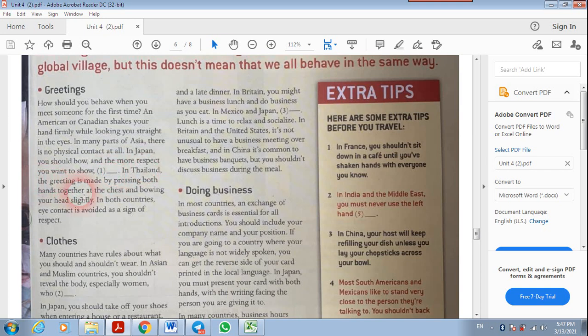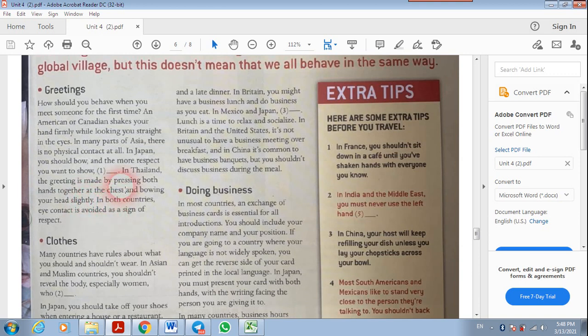In Thailand, the greeting is made by pressing both hands together at the chest and bowing your head slightly. To press, both hands together at the chest. The chest. And bowing, by pressing and by bowing. Your head slightly, a little. You bow your head a little.